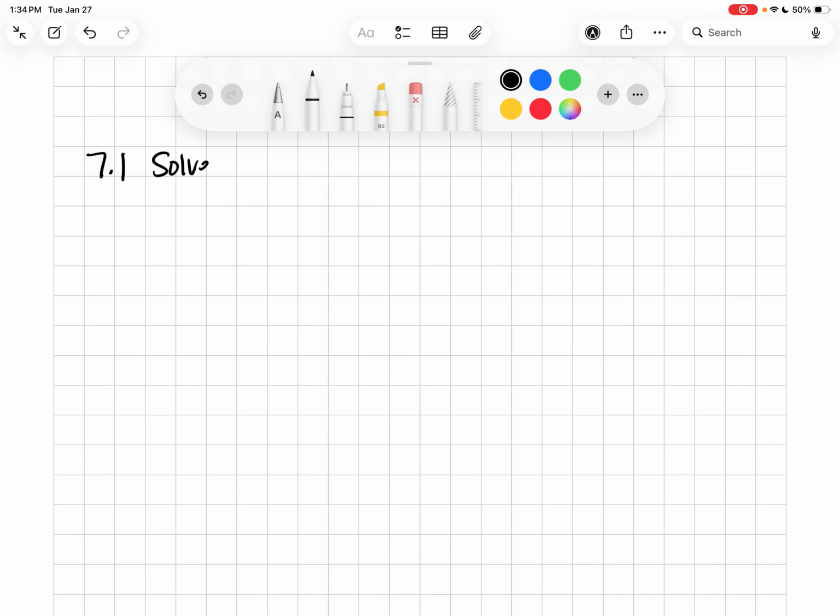7.1, solve linear systems by graphing. So obviously you had a graphing worksheet that you did yesterday during your snow day, so that way you could kind of get ready for this section.